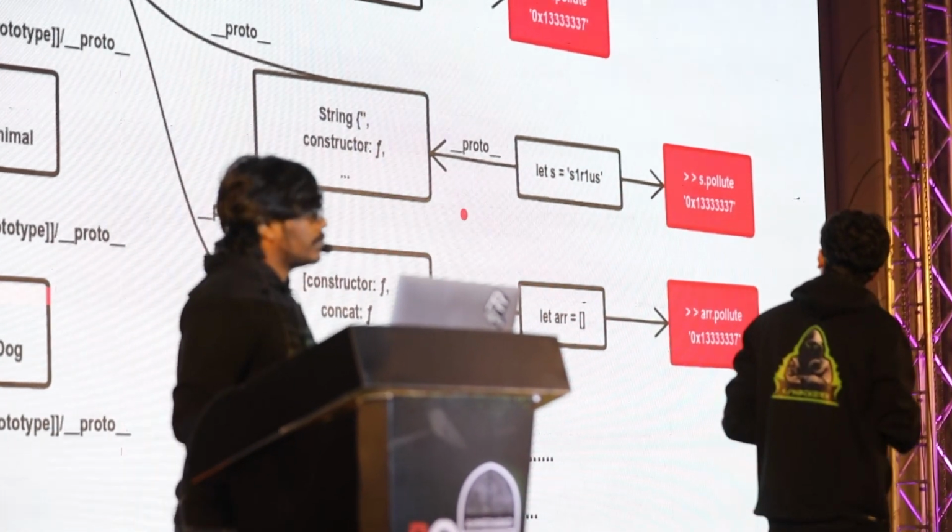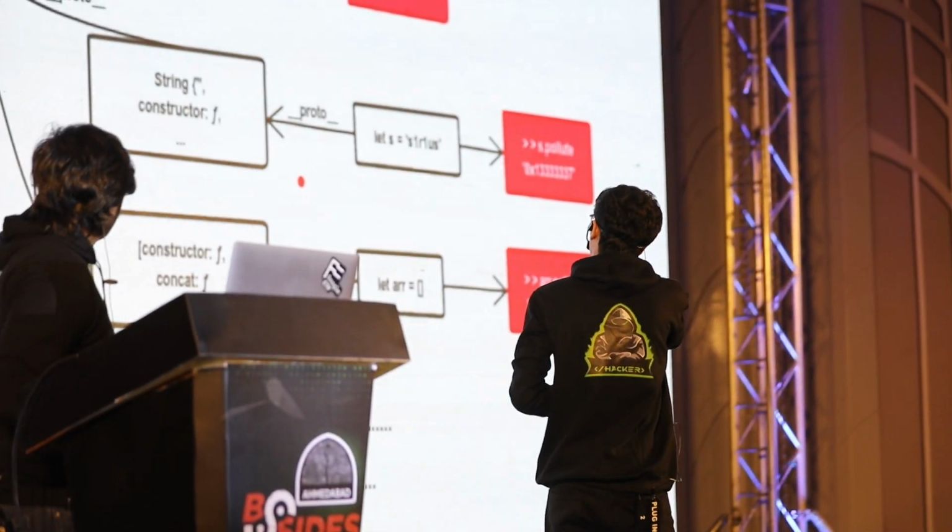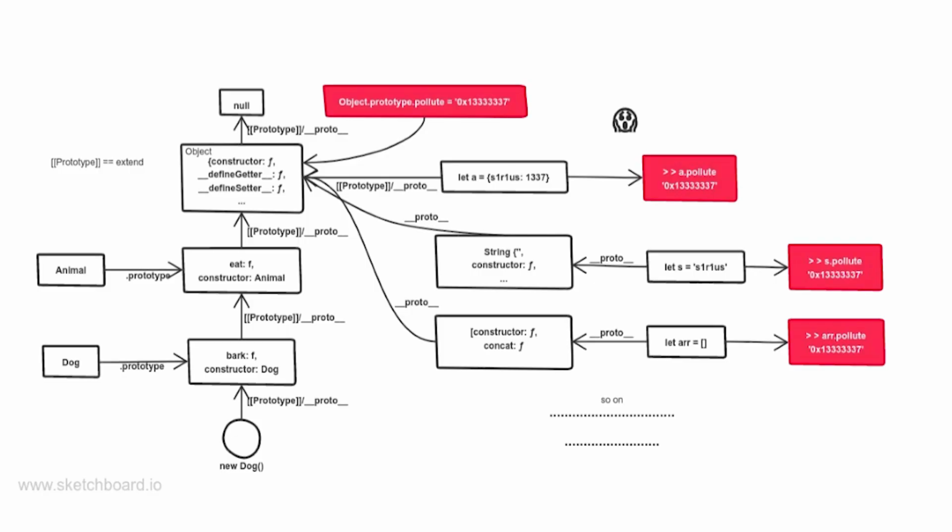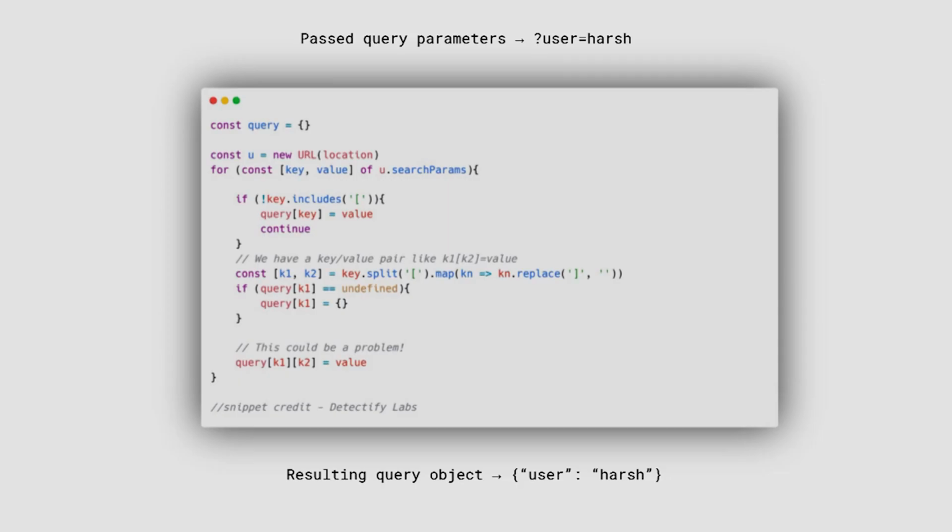So for example, here we have a string called s. Then we are again searching the pollute property within s. It is not there. It will try to access it within string.prototype. It is not there. It will go to the top of the chain. It finds it there. It returns its value. And so on. This is how the concept of the vulnerability works. Okay, so that was the concept.